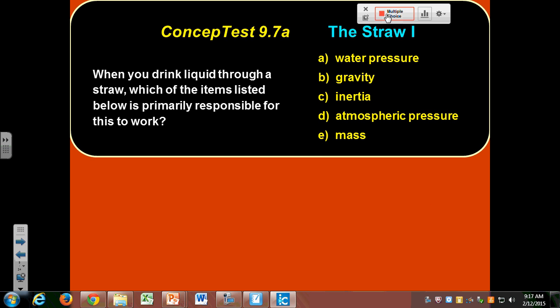When you drink liquid through a straw, which of the items listed below is responsible for that to work? Water pressure, gravity, inertia, atmospheric pressure, or the mass of the liquid.